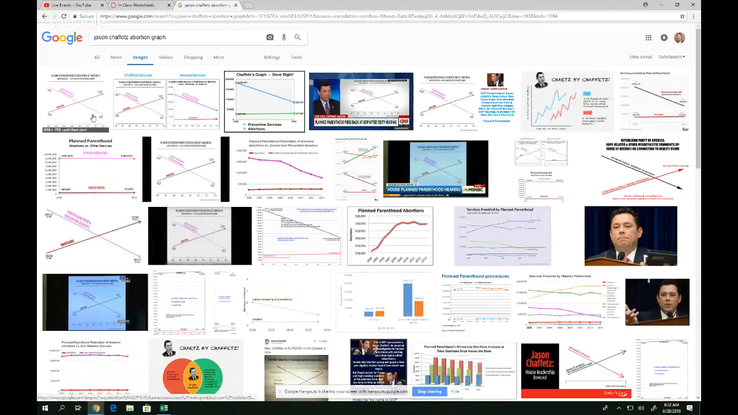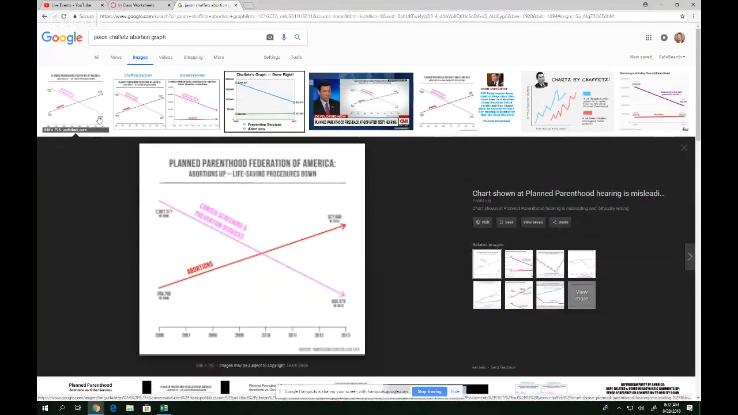Okay. This was very interesting. This is actually an actual chart that he used in a congressional hearing, and it says abortions are up, life-saving procedures are down. What do you think of this graph? Is this a good graph or a bad graph? Bad graph because it's confusing. Why is it confusing?